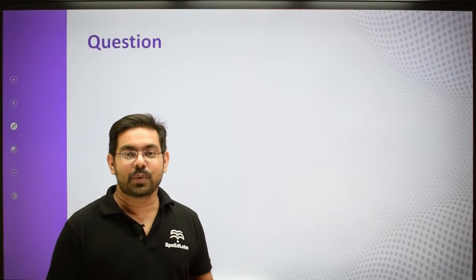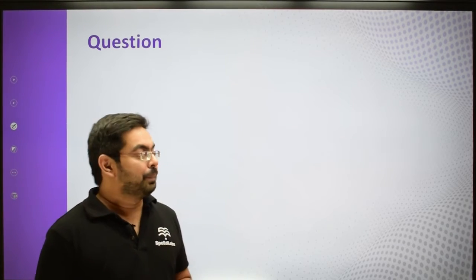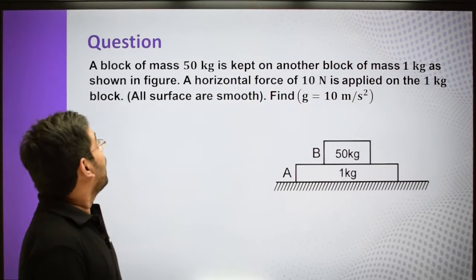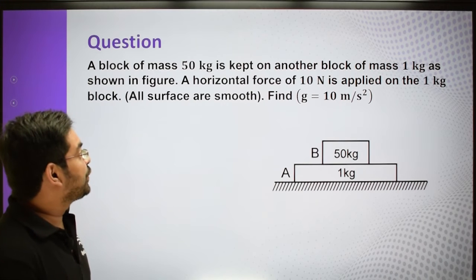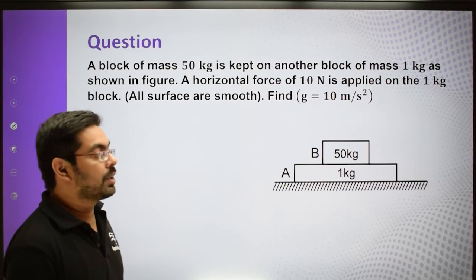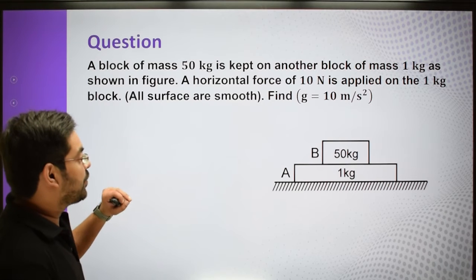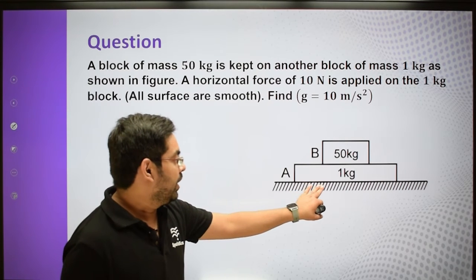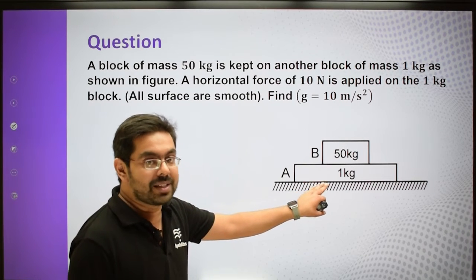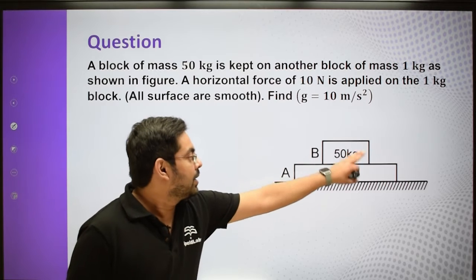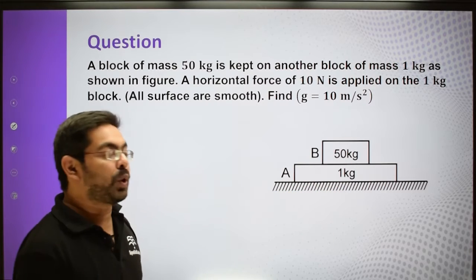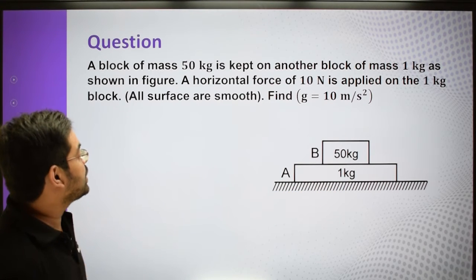Okay, let us discuss one more problem related to Newton's second law. A block of mass 50 kg is kept on another block of mass 1 kg as shown in the figure. There is a block A which is kept on a smooth horizontal surface, and another block of 50 kg is kept over it. Its name is B.